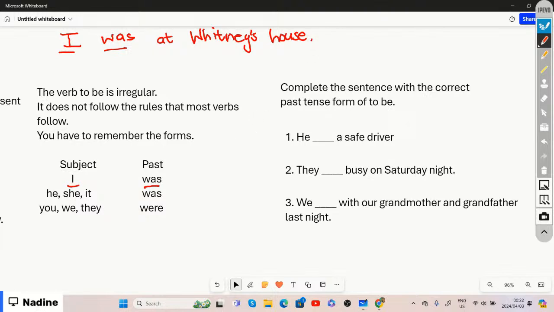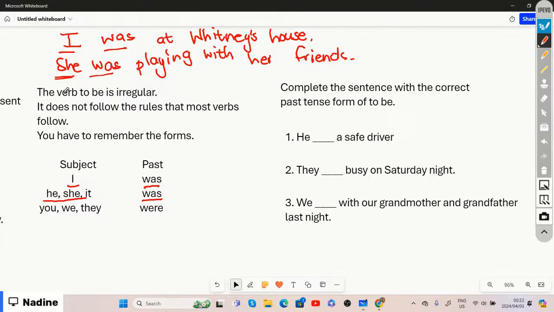If we're referring to either he doing something, she doing something, or it doing something, then we also say was. He was, she was, it was. Because we're referring to one person doing something. So we can, for example, say, she was playing with her friends. But she, that is one person, so was. So she was, he was, or it was.